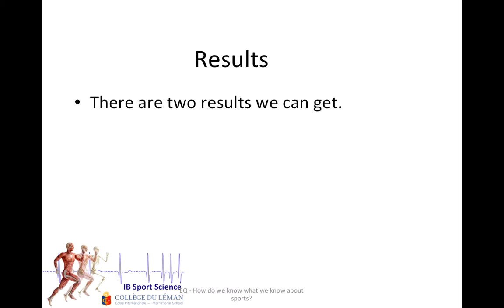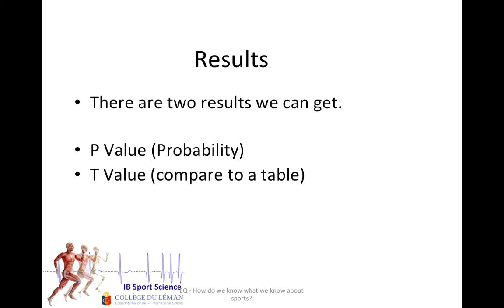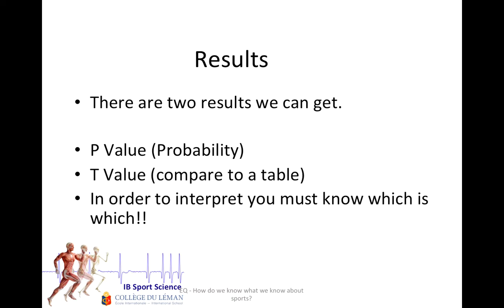So as I say, there's two results we can get, a p-value or a t-value, and don't get them confused. So the p-value gives you the probability, and the t-value, you need to compare that to a table to work out whether it's significant or not. And hopefully that'll become a bit more obvious when we go through some examples. So in order to interpret the results, you must know which is which. You must know which value your software is giving you, in order to look at it and see whether it's significant or not.